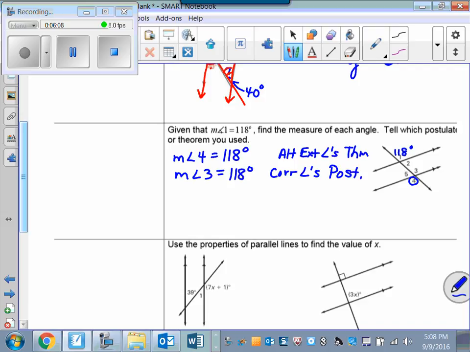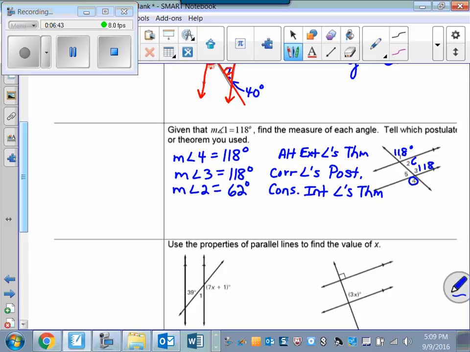Okay, so if we know 3 is 118, then we can use the consecutive interior angles theorem to say that the measure of angle 2 is, let's see, 2 and 3 are supplementary, right, by the consecutive interior angles theorem. So 180 minus 118, I think, is going to be 62 degrees. So that's the consecutive interior angles theorem.